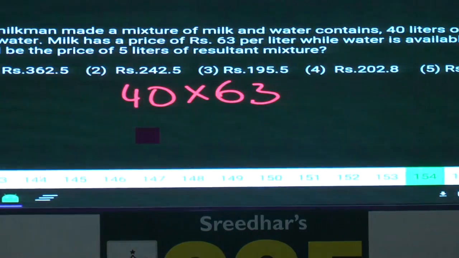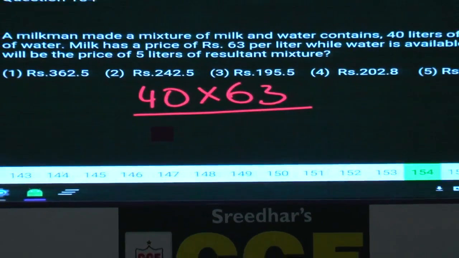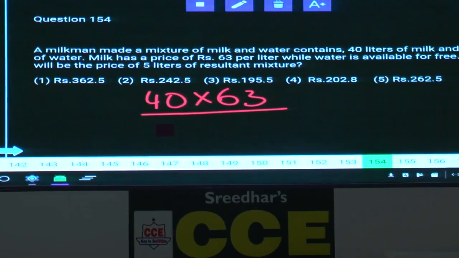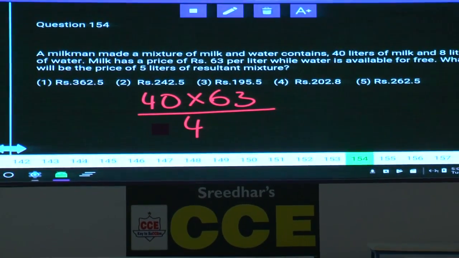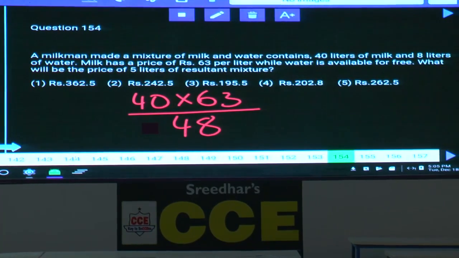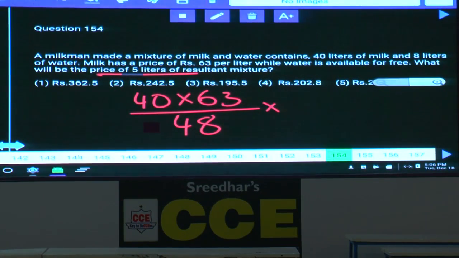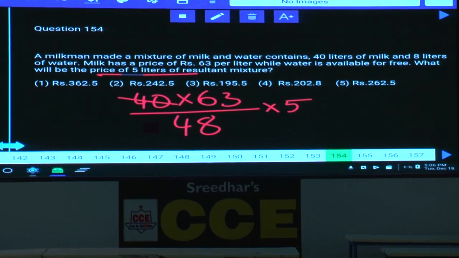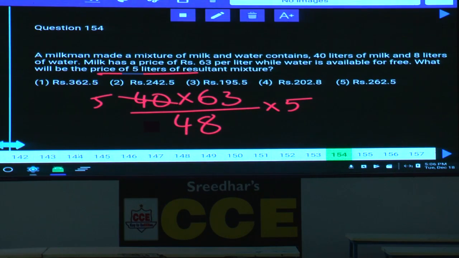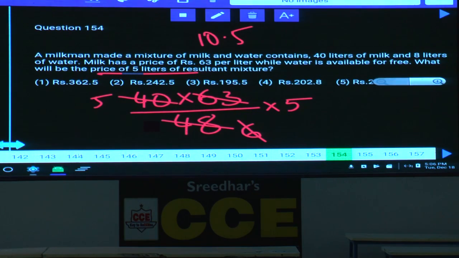Right. So if I want to calculate the per liter cost, I need to divide this number by 48. Per liter price is this much. And I want to calculate the cost of 5 liters into 5. 8, 5 times; 8, 6 times; 6, 10.5 times, 63. 5 into 5.